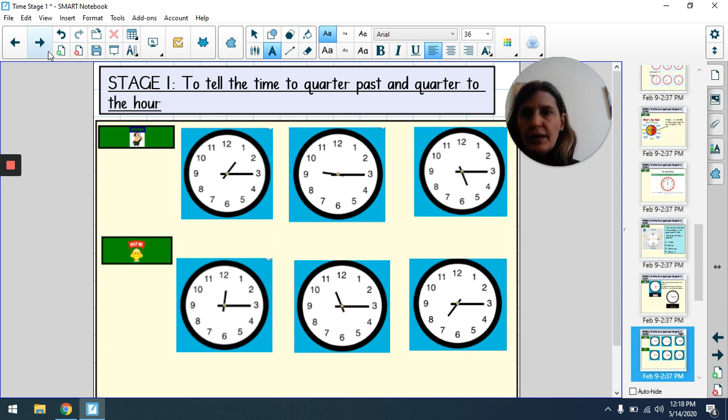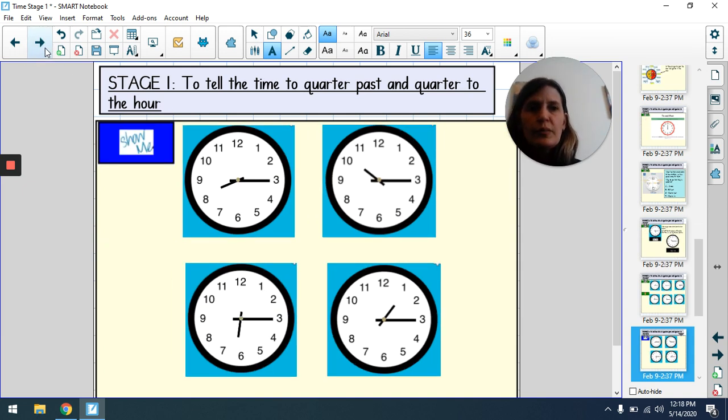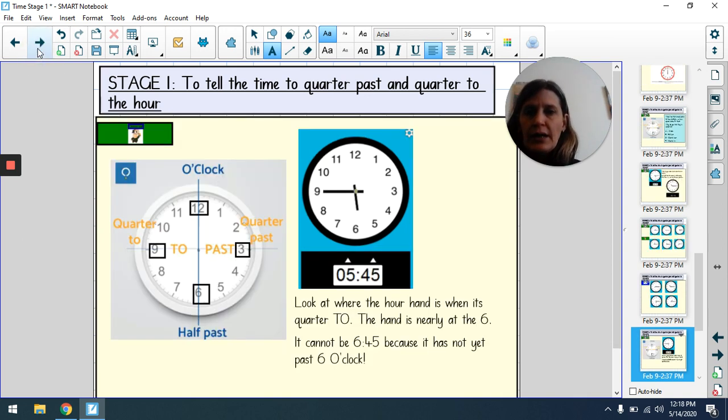Quarter past 7. Here are some for you to have a go at, so pause the film when you're ready, and then you can check and mark once you've done them. Quarter past 8 or 8:15. Quarter past 10 or 10:15. Quarter past 6 or 6:15. And quarter past 1 or 1:15. You're now ready to move on to quarter to.